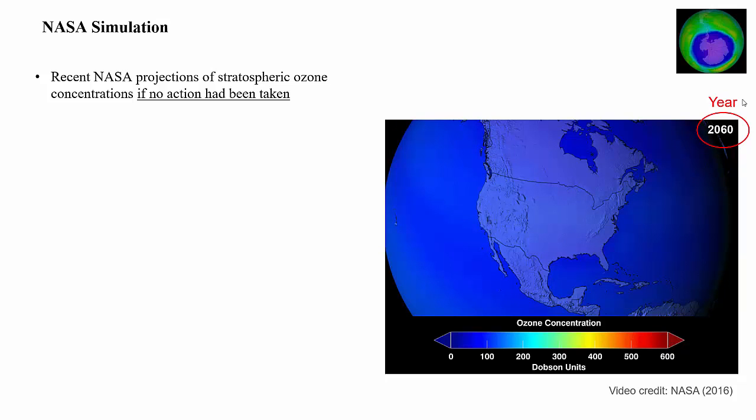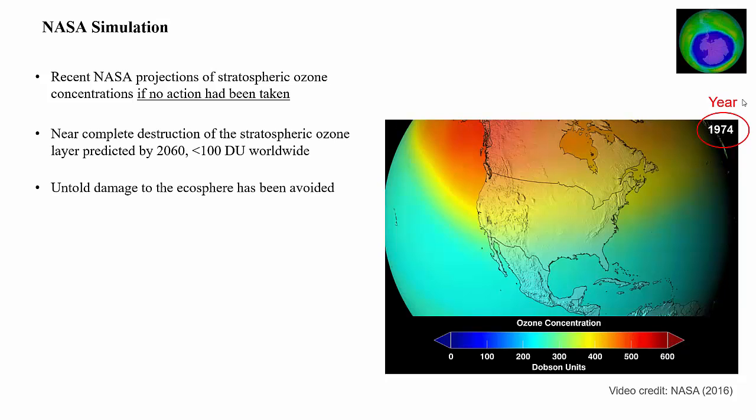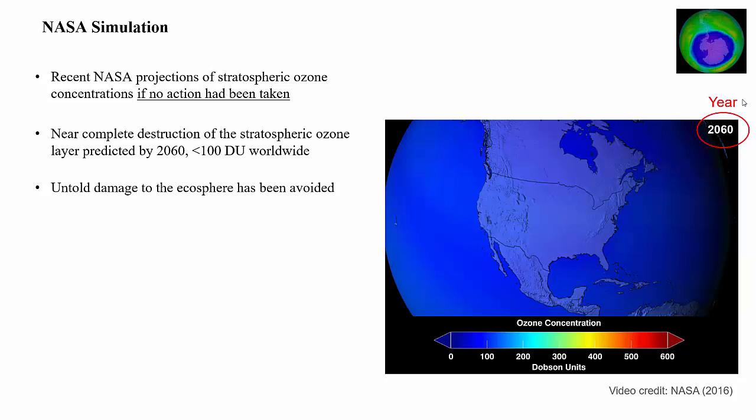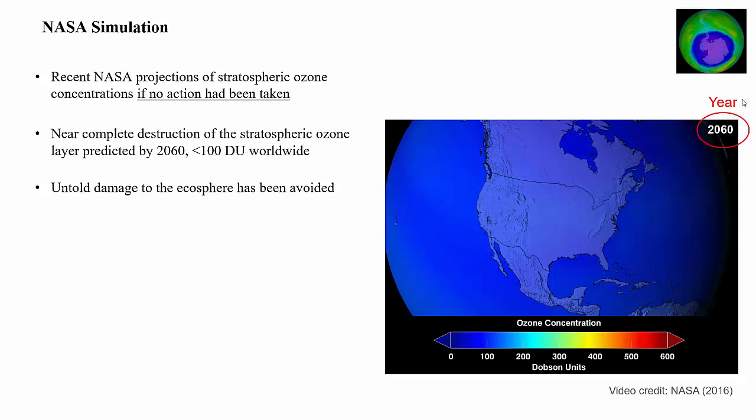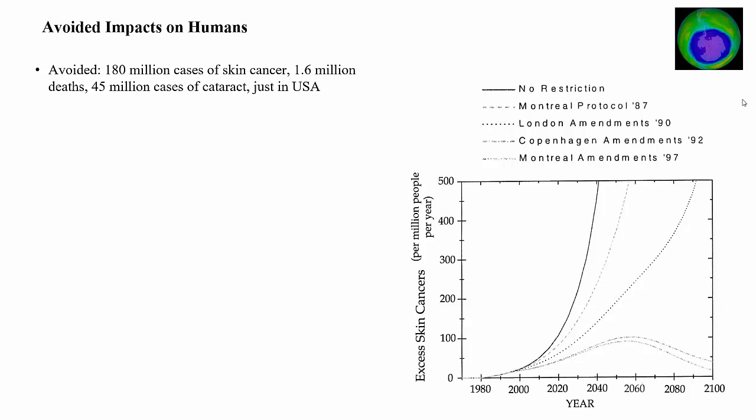And by 2060, we have near complete destruction of the stratospheric ozone layer. That is less than 100 Dobson units worldwide. So this is what would have happened if we hadn't taken action on CFCs and other ozone depleting substances. So by so doing, we've avoided untold damage to the ecosphere. In addition, we've avoided enormous impacts on human health.